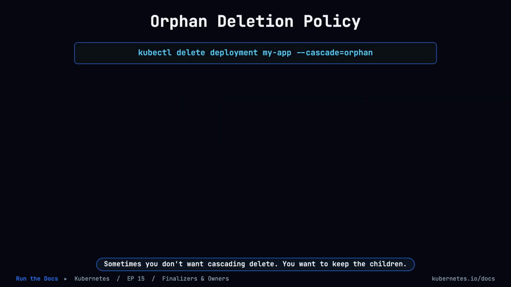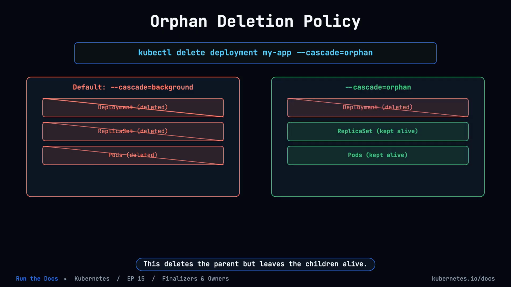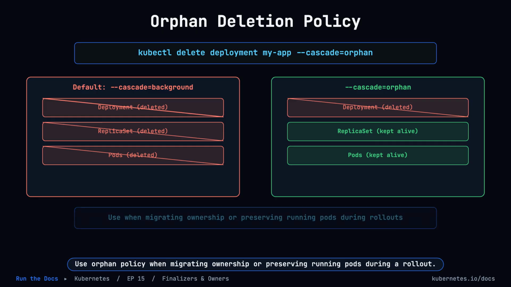Sometimes you don't want cascading delete. You want to keep the children. Use the orphan deletion policy, kubectl delete with cascade equals orphan. This deletes the parent but leaves the children alive. Their owner references now point to a non-existent object. Use orphan policy when migrating ownership or preserving running pods during a rollout.